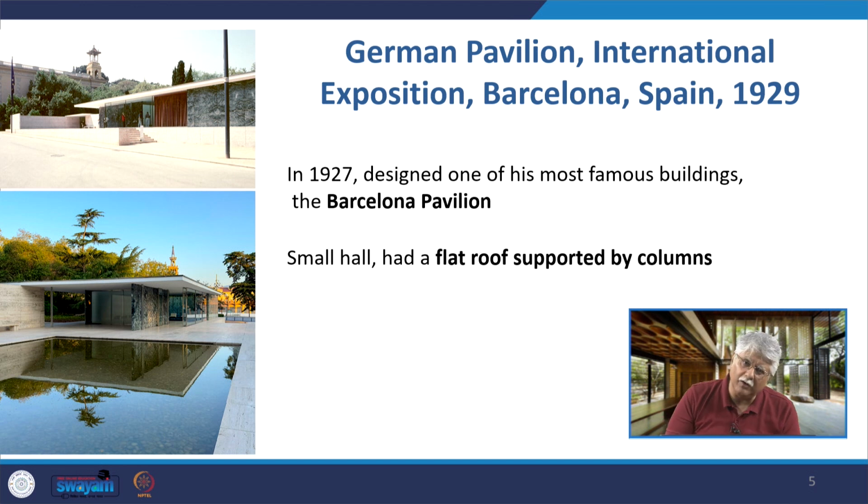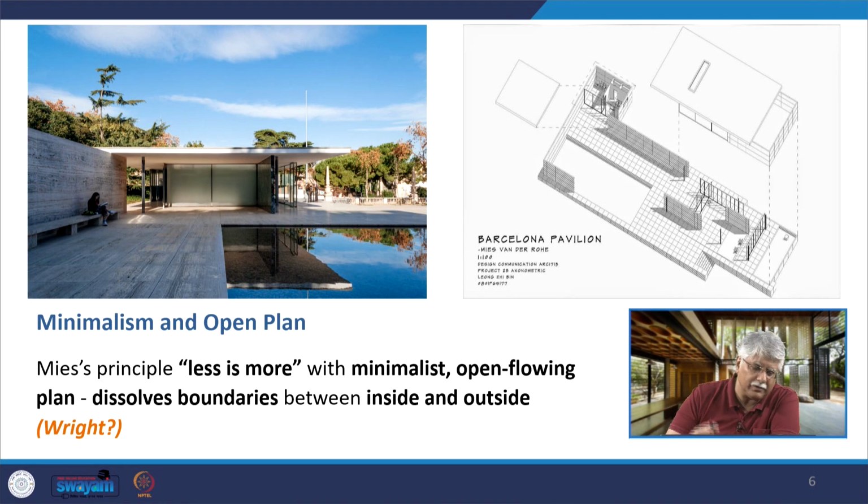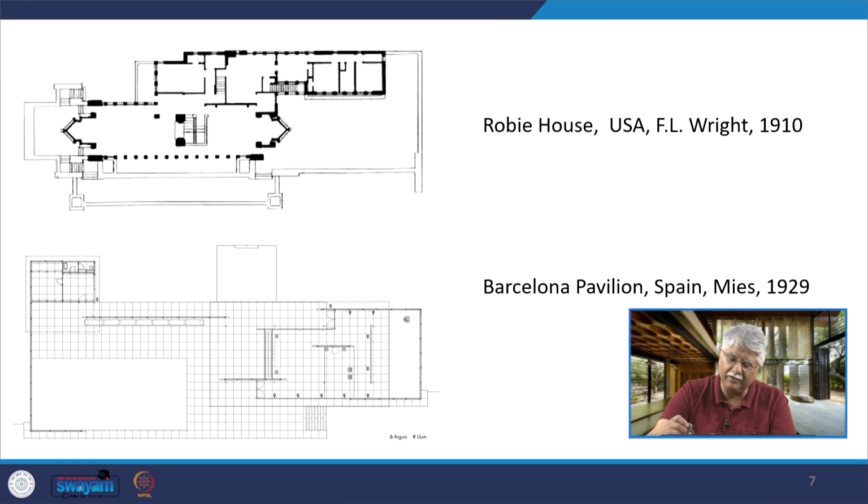It is a small hall with a flat roof supported by columns, and it has a minimalist and open plan using Mies's principle of less is more, with an open flowing plan dissolving boundaries between inside and outside. And here we are reminded of F.L. Wright, who tried to do the same thing in his architecture, to remove that boundary that separates the inside from the outside. So we have a comparison here between the Robie House by Wright and the Barcelona Pavilion.